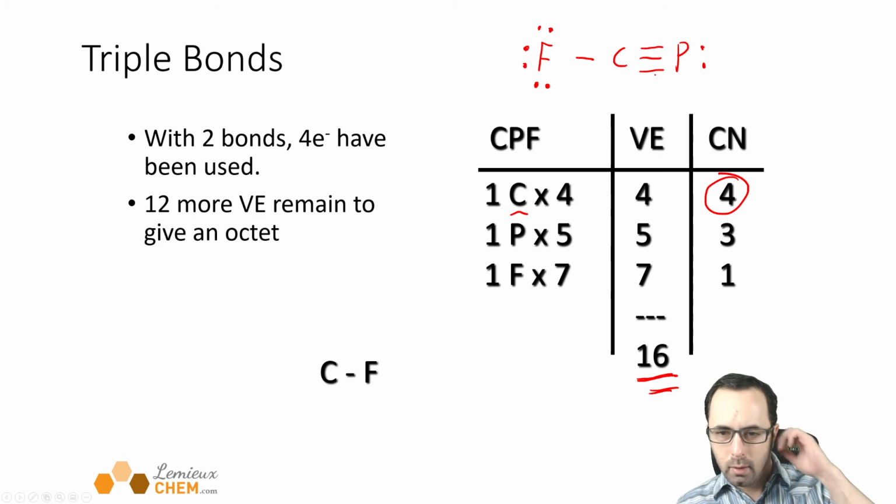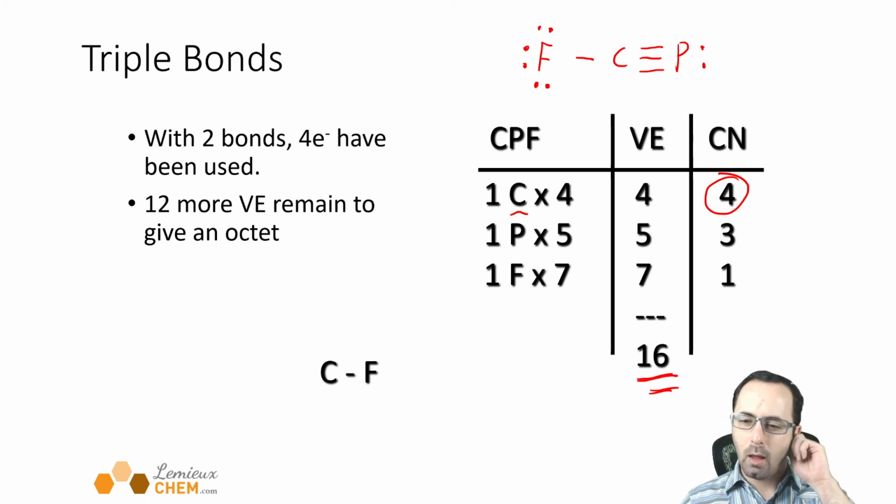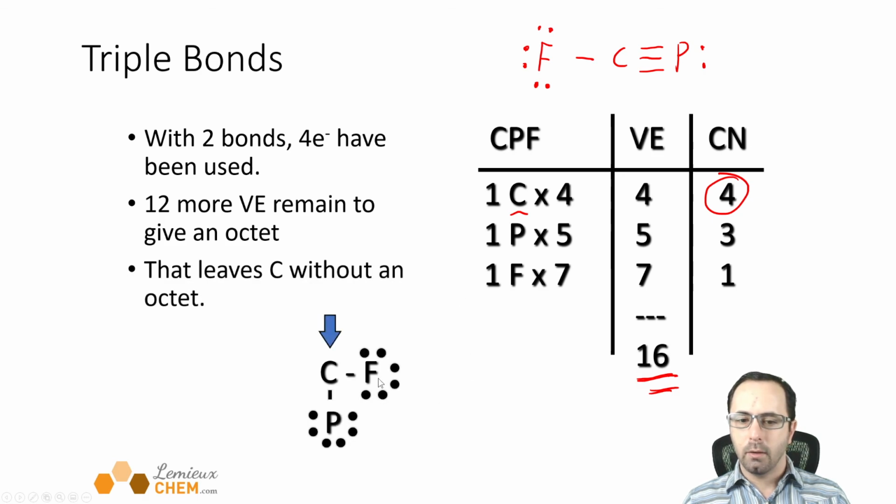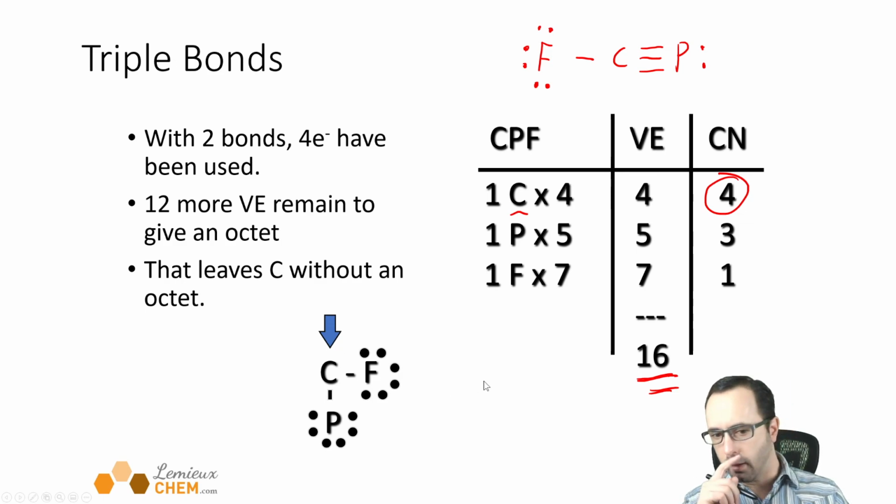And now it looks like we have got an octet. It's written right here too. So this is our skeleton, and this is what I had before. We had the carbon without an octet, and we shared the electrons inward.